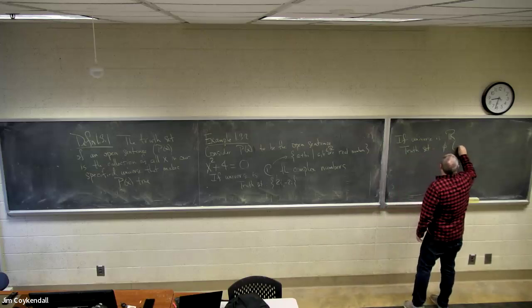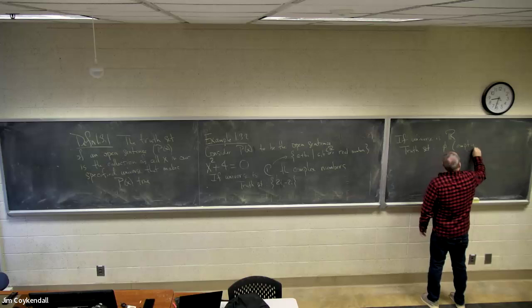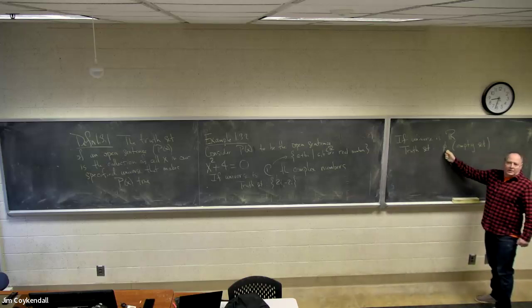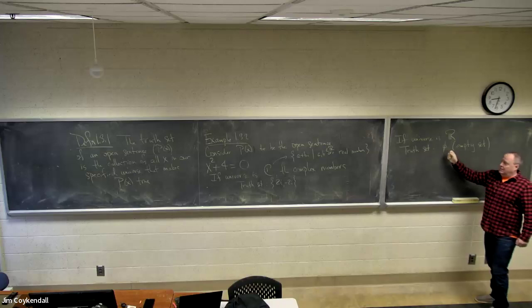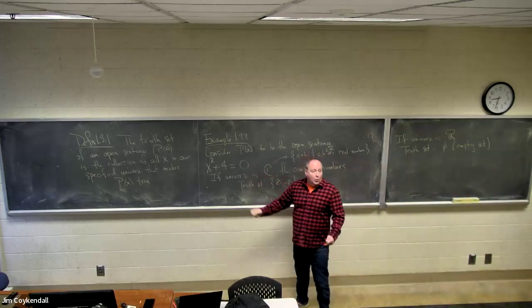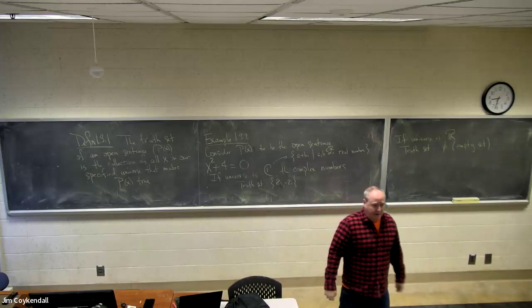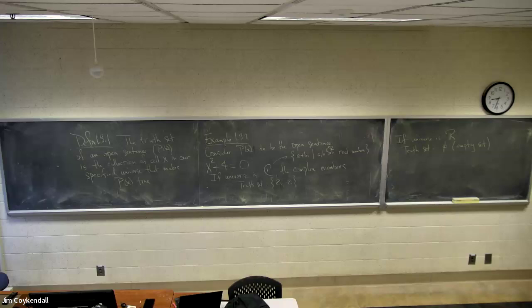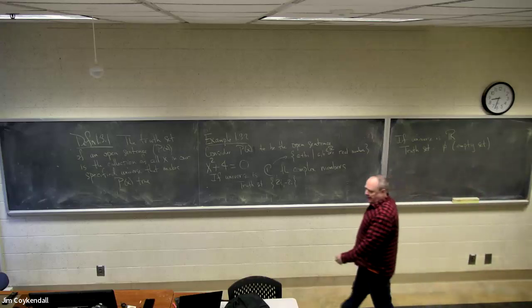A lot of you have probably seen this notation before. This means the empty set, the set that contains nothing. There's no solution to this in the reals, because there's no real number that squares to a negative. Everybody okay with that? So as you can see, the universe we pick greatly affects the truth set.